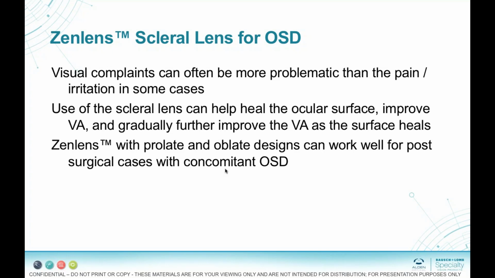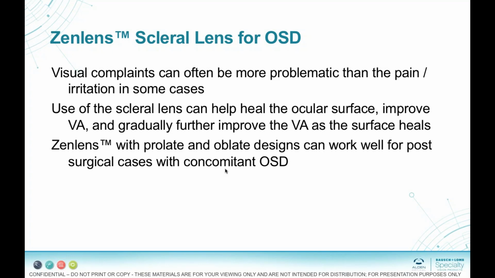Using a scleral lens to help heal the ocular surface improves the vision, and typically what happens is in this case we put the lens on initially and the vision's 20/60, but as that cornea heals and the surface of the cornea improves over time, it continues to get better. And you see this time after time, that the vision improves by several lines of acuity over time and continued use of that lens.